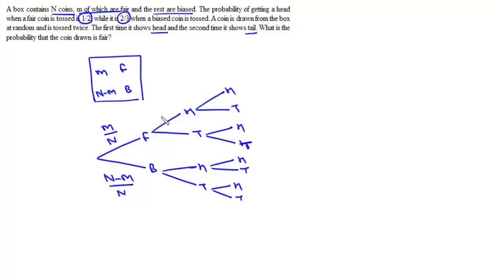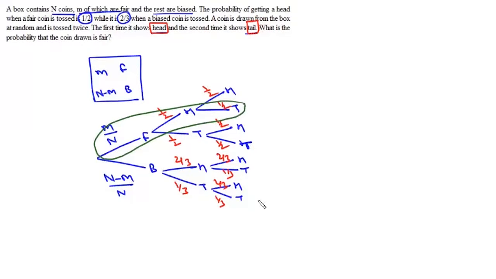Now for this fair coin, the probability of getting heads or tails is simply 1 by 2, so it will be 1 by 2 throughout. And for this biased coin, the probability of getting heads is 2 by 3, and getting tails is 1 by 3. Now the coin is drawn, it first shows heads and then it shows tails. First head then tail, so it is this case in case of a fair coin, and in case of a biased coin it is this case.